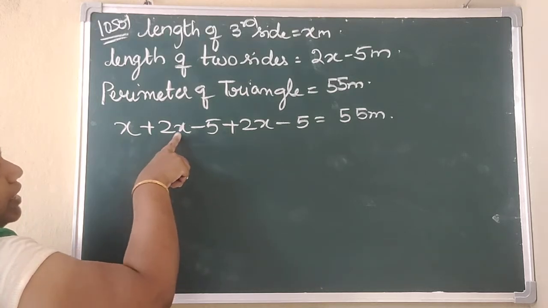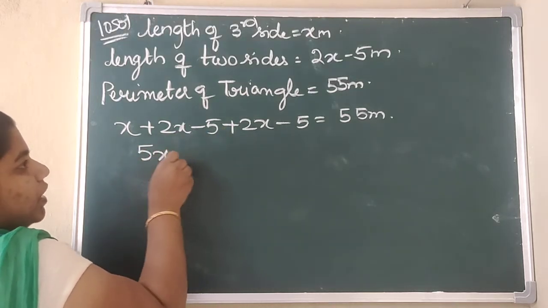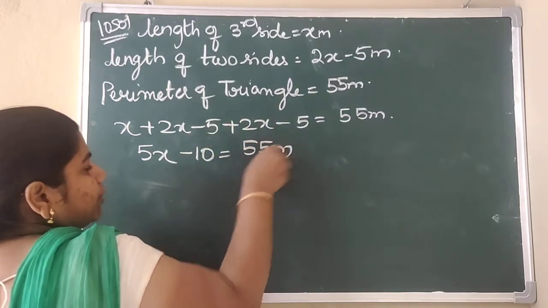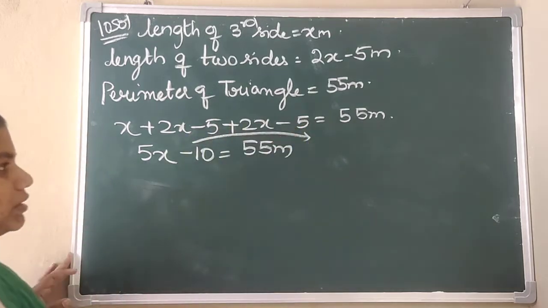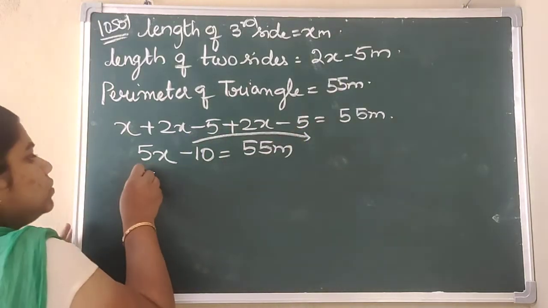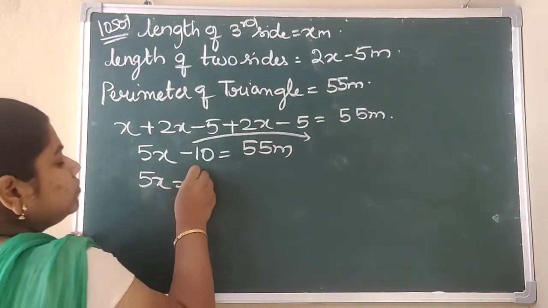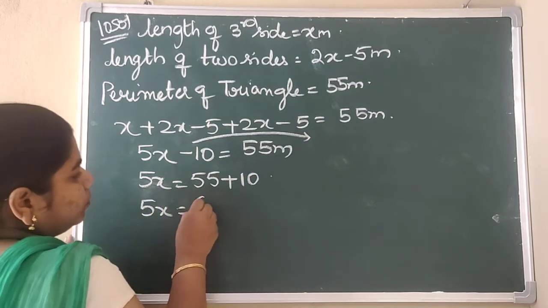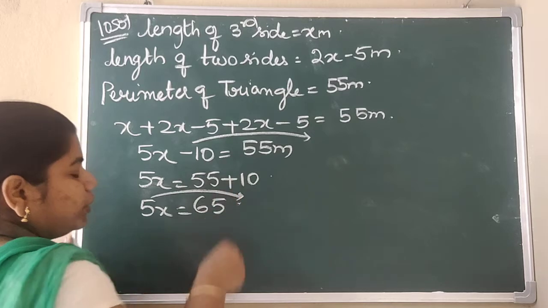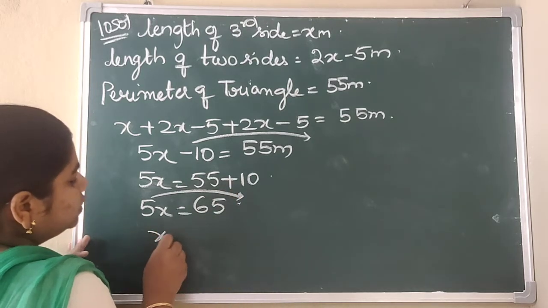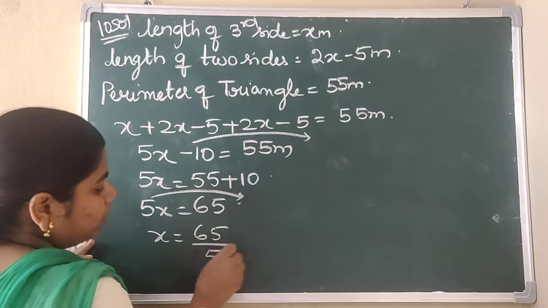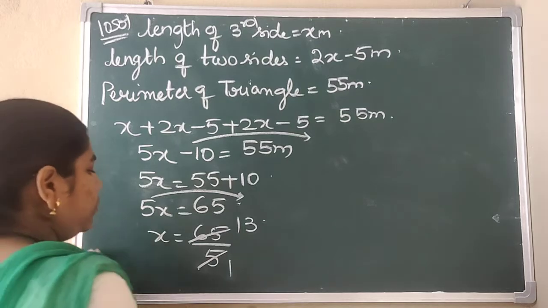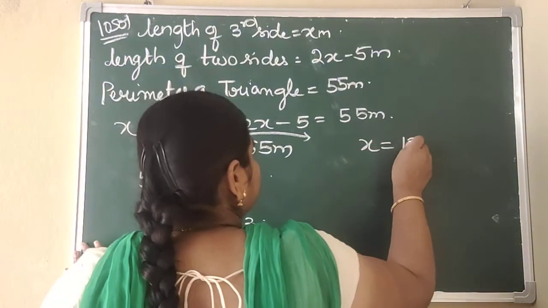x plus 2x is 3x, 3x plus 2x will be 5x, plus minus 5 will be minus 10, equal to 55 meters. I am sending this minus 10 to the other side, that will convert it to plus 10. So 5x is equal to 55 plus 10. So 5x will be equal to 65. I am sending this 5 to the other side, that will be converted to division. So x is equal to 65 by 5. So 5 ones are 5, 13s are 65. So your x value is how much? x is equal to 13 meters.